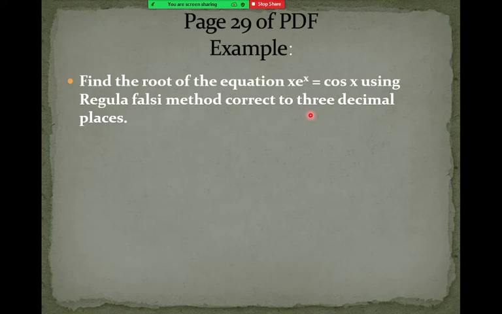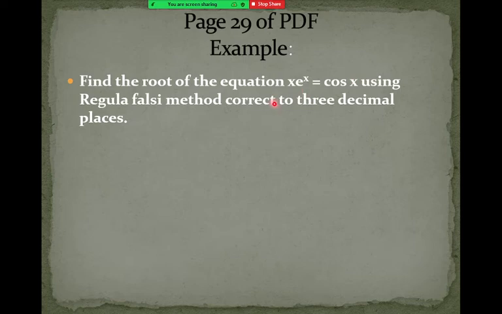Choice is yours then. Sir, the f of a and f of b in the previous question, will they always be given? Not necessary. See the previous question, is it given? Are A and B given? Not given, right? Yes, sir, not given.